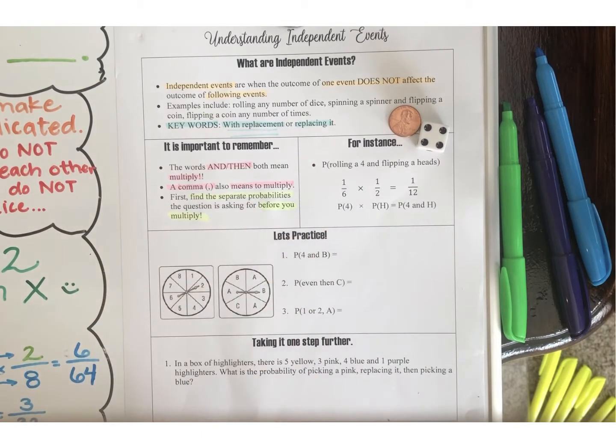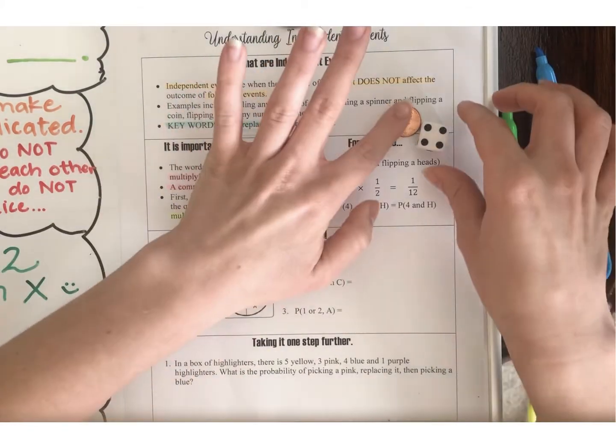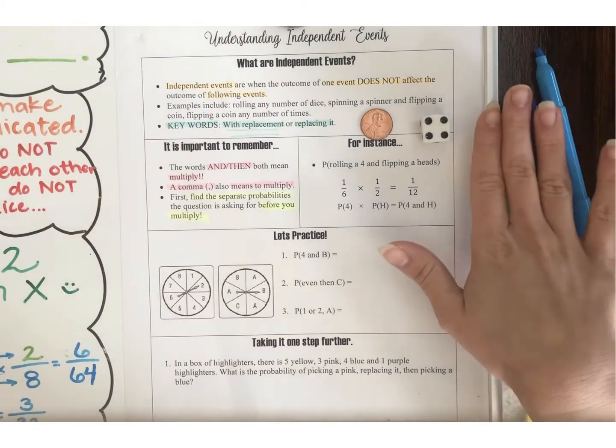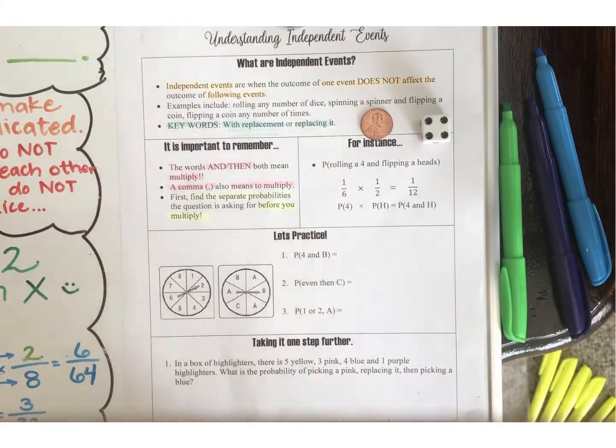Looking at the for instance section, we were looking for the probability of rolling a 4 and flipping a heads. Remember, we need to find both separate probabilities before we multiply. Obviously, our coin is not going to affect our dice, and our dice is not going to affect our coin. So we know this is an independent event.